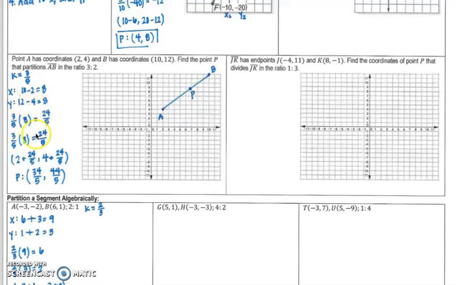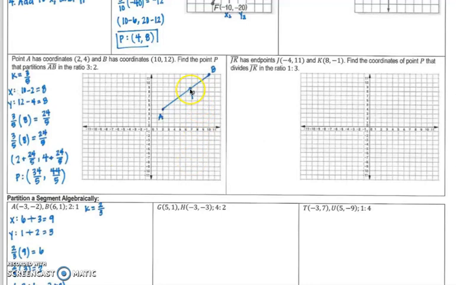3 over 5 times 8 gives me 24 over 5. This one is not a pretty number like the one at the top, which was whole numbers and so a little bit easier. Now I have to add 24 over 5 to both 2 and 4, the original coordinates for my A value. I did 2 over 1 and multiplied by 5 over 5 to find a common denominator. That gave me 10 over 5, so I did 10 plus 24, and that's how I got 34. Same thing here: 4 over 1 times 5 over 5 gives me 20 over 5, and then 20 plus 24 gives 44 over 5. So the coordinates for point P are 34 fifths and 44 fifths.